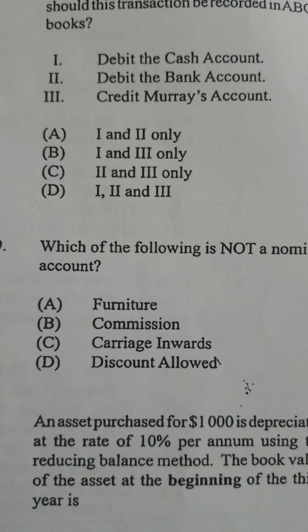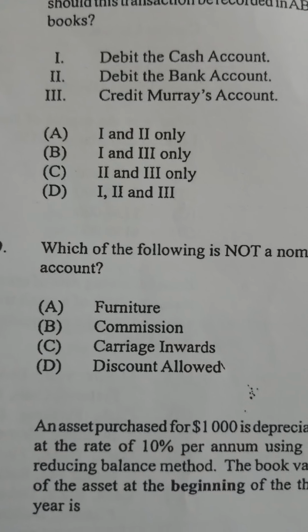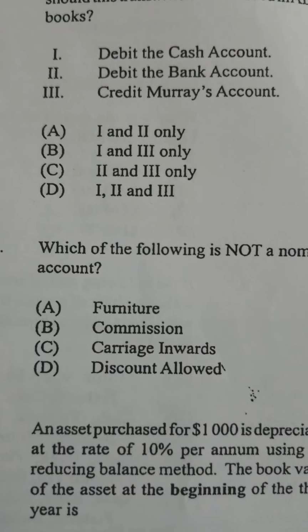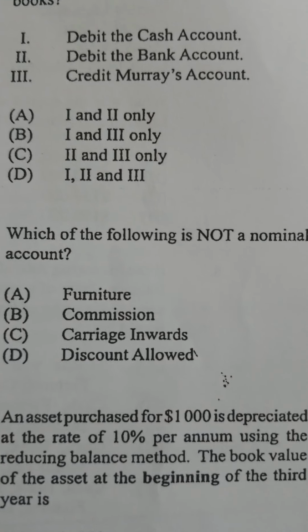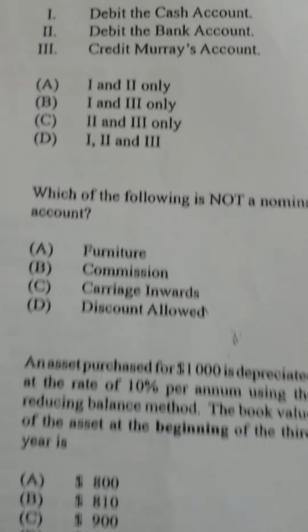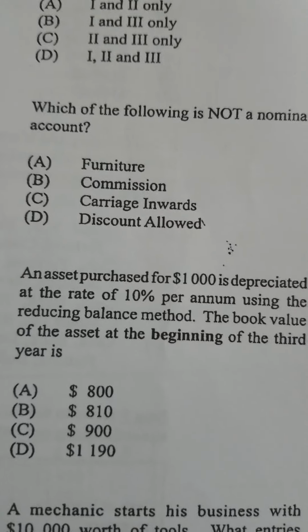But look at furniture. Furniture is not an expense, and it is not a revenue. It is a fixed asset. So therefore, it would be A. That's the one that is out. So A will be the right answer. Let's go to the next.